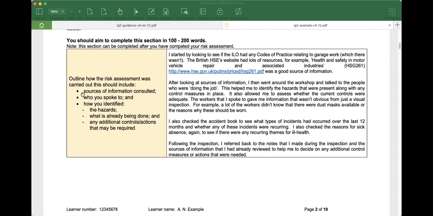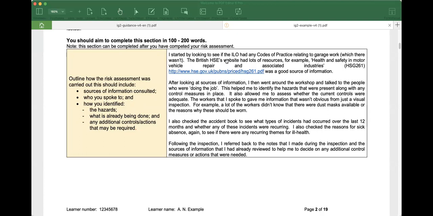You can see what type of information is required from you: the sources of information you used or consulted for your risk assessment, who you spoke to when you were carrying out the risk assessment, how you identified the hazards, how you identified what is already being done, and how you identified any additional controls or actions that may be required. Now look very carefully at the example report.